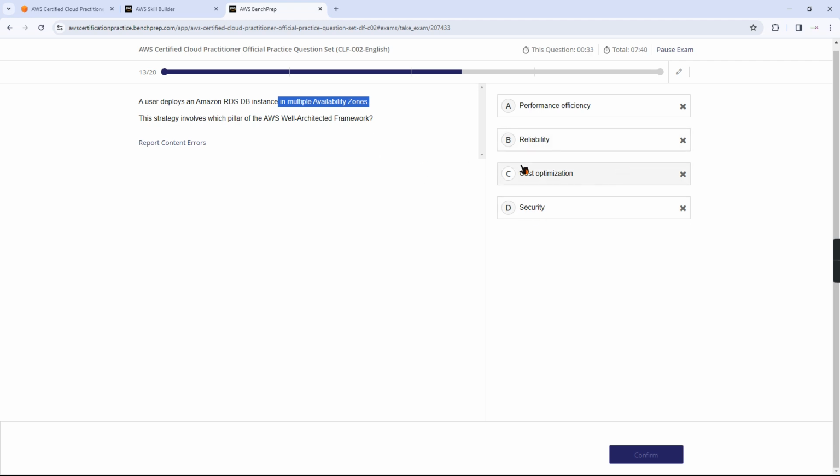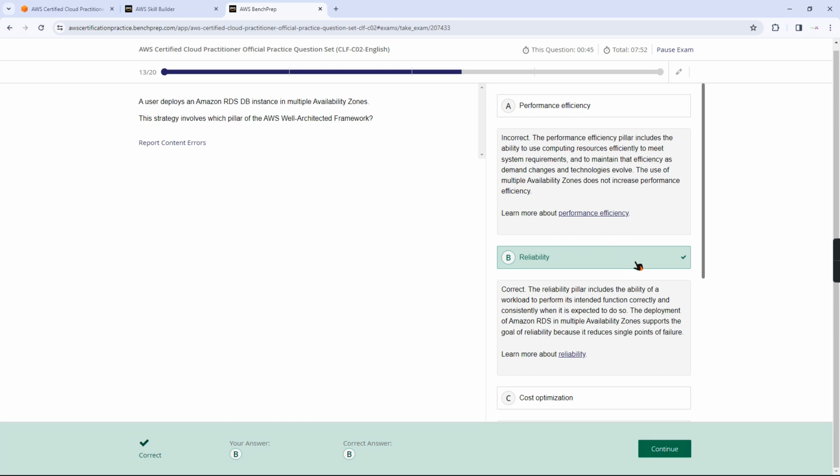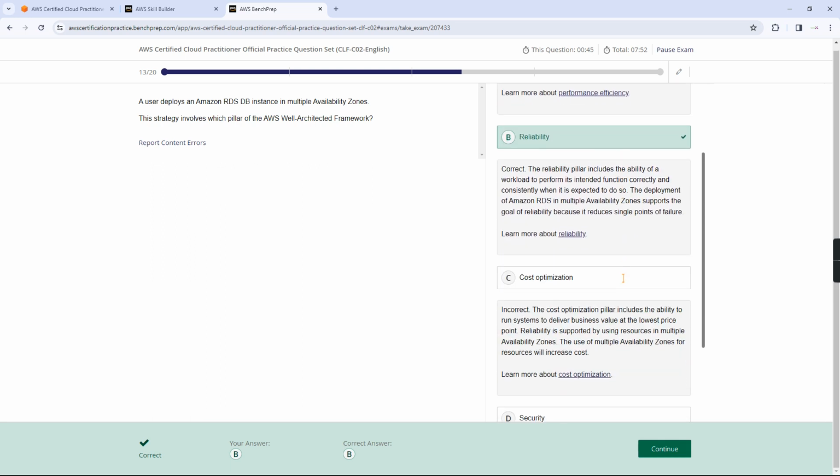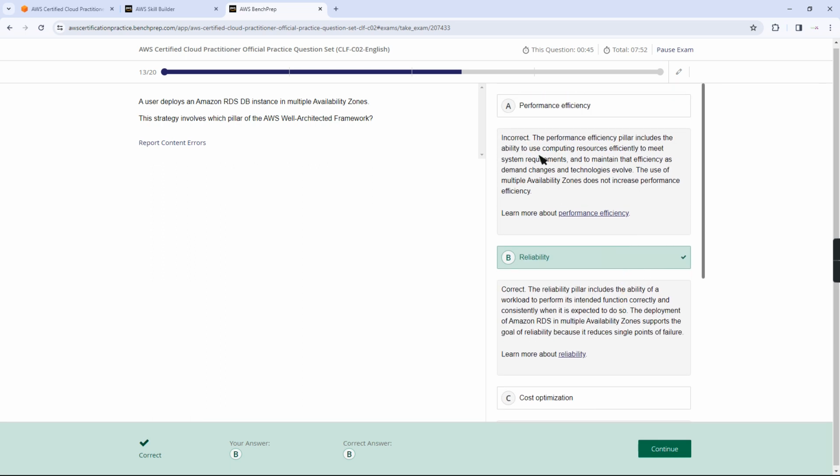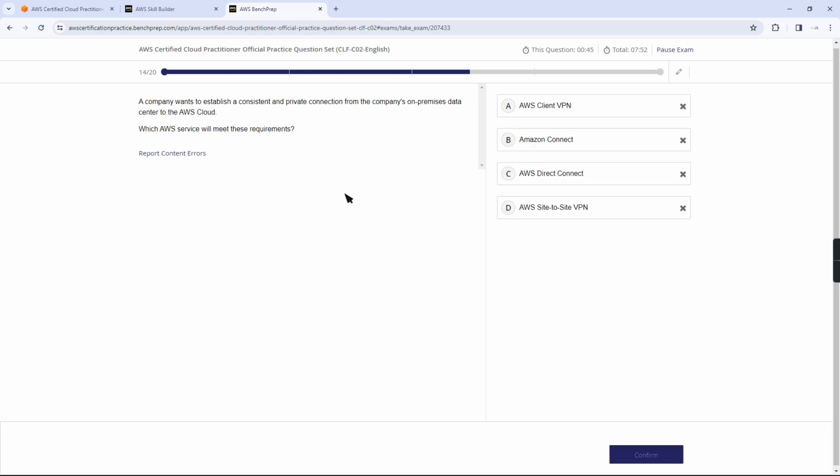It's not cost optimization, it's not security, it is between performance efficiency and reliability. But again, Multi-AZ is not performance efficiency. Scalability can be performance efficiency, this is reliability typically. Right, I think it is correct. Yes, reliability is the correct choice. Performance efficiency is the ability to use computing resources efficiently to meet the system requirements, and to maintain that efficiency as demand changes and technologies evolve. Multi-AZ does not increase performance efficiency. Correct. Moving on.